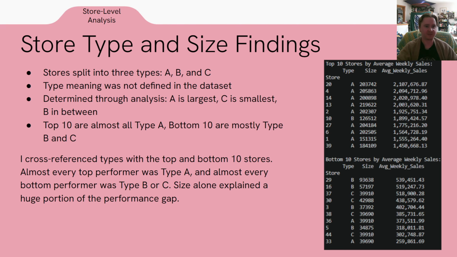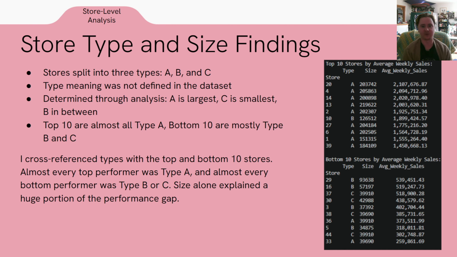So, store type and finding. I had to do a little bit of detective work when looking at store types because they don't tell you what the types mean right out. So the stores.csv dataset labeled each store as type A, B, or C, and as I said, it doesn't define what those types mean. To figure it out, I grouped the stores by type, and I looked at what they had in common, and what they had in common was their square footage.